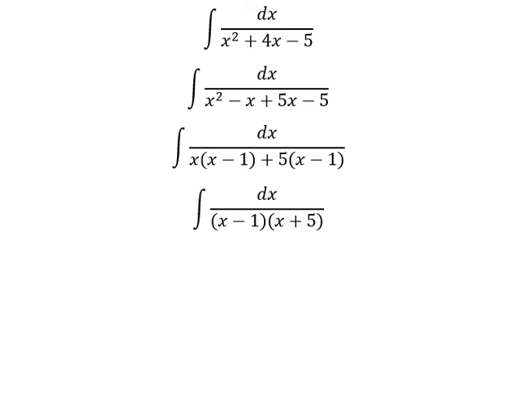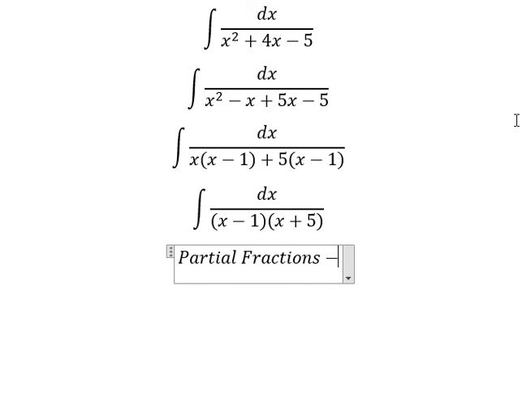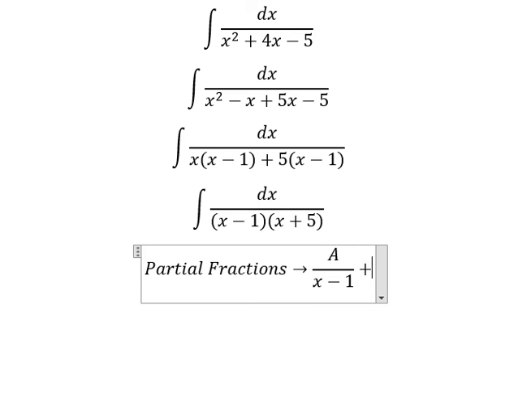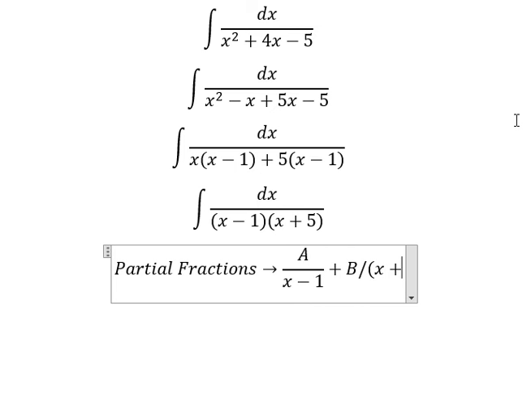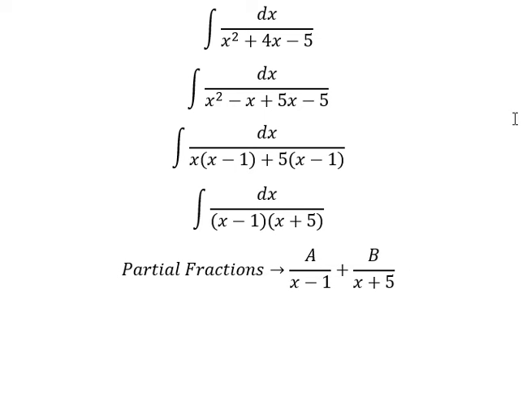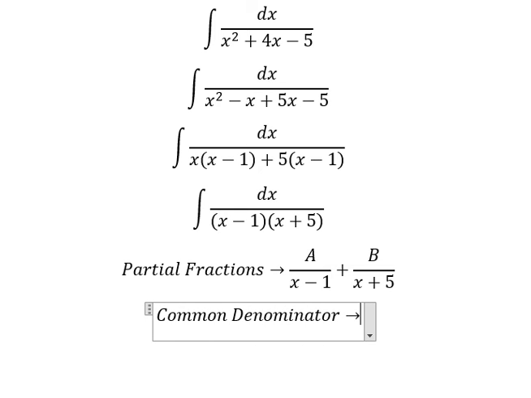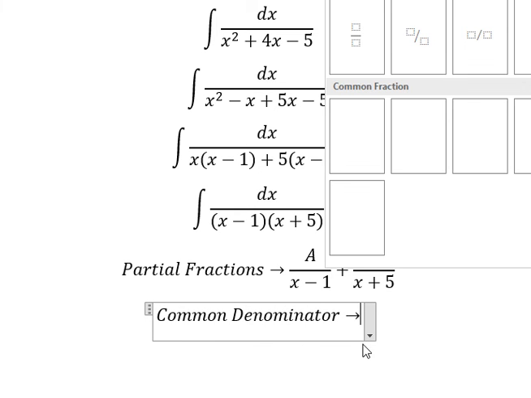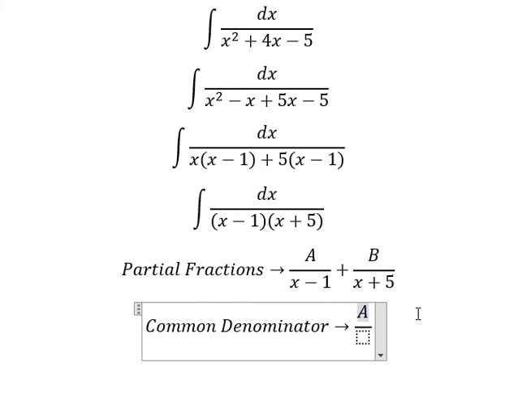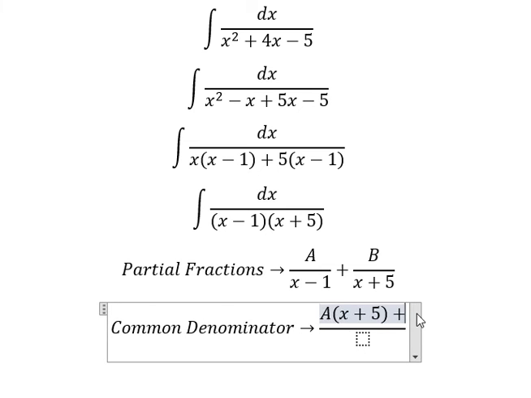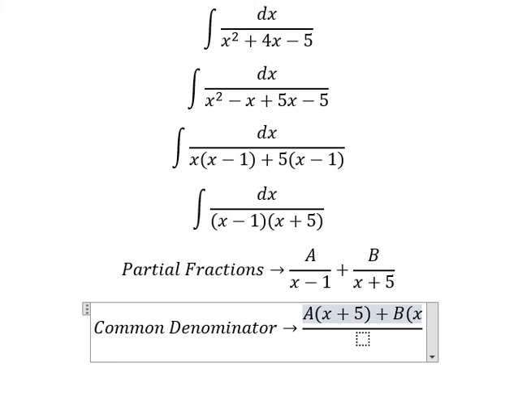Now, we can do partial fractions. So I will put capital A over s minus 1, capital B over s plus 5. Now we do the common denominator. So capital A multiplied by s plus 5, capital B multiplied by s minus 1.